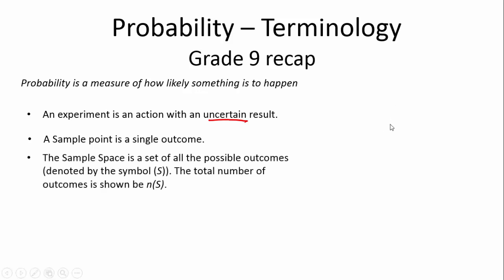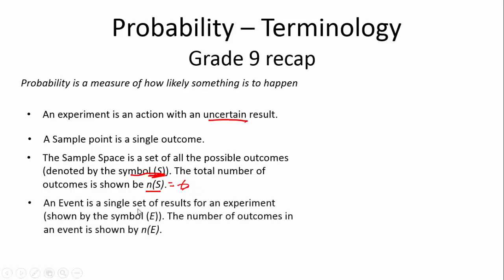A sample space is the set of all possible outcomes, right? We denote this by the symbol S. We use S to say sample space, and the total number of outcomes is n(S). So the sample space S for a dice is 1, 2, 3, 4, 5, or 6, and there are 6 options. So n(S) would equal, in the dice's case, 6. We'll get more into that now.